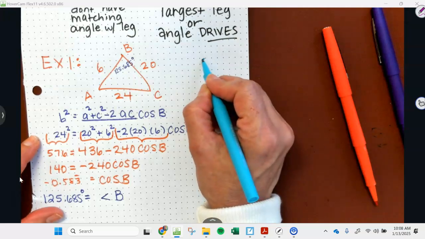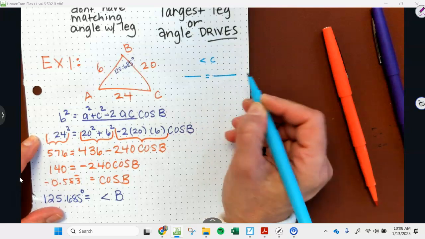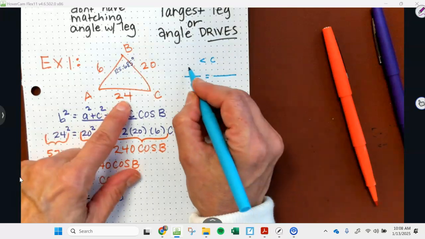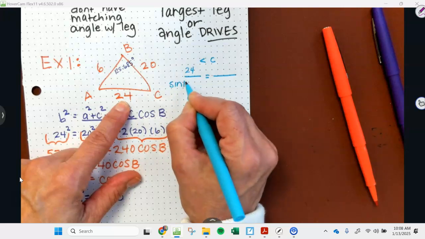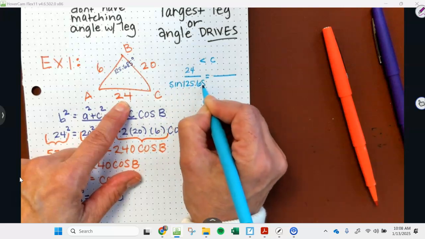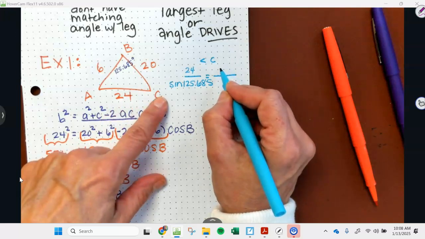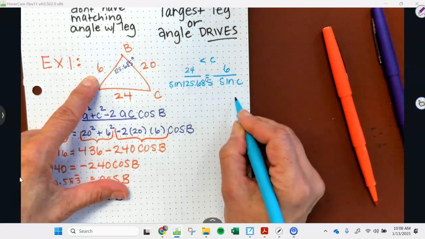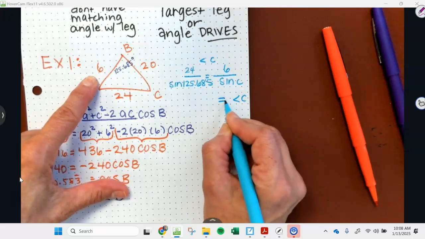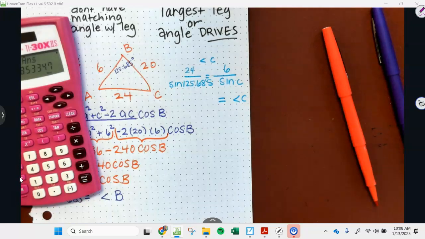So let me find angle C. So back to the old stuff of law of sines. So leg B is to sine of that new angle of 125.685. And then this is going to be leg C, which is 6 over sine C. So let's go ahead and find angle C.